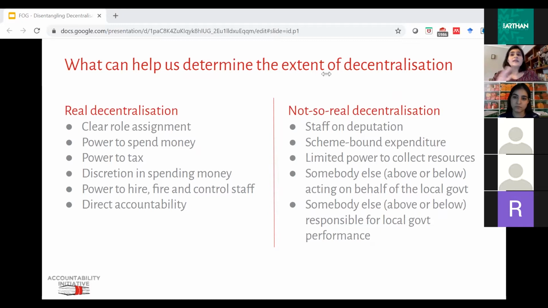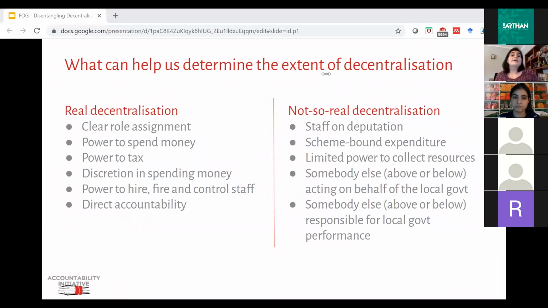Whenever the function has been given, the responsibility has been given, does that level of government or does that person have the power to spend that money? How much power do we have for taxation? Is there discretion in spending the money? So am I getting the money and can I spend it as per my needs at the local level? Do I have the power to fire and control the staff?